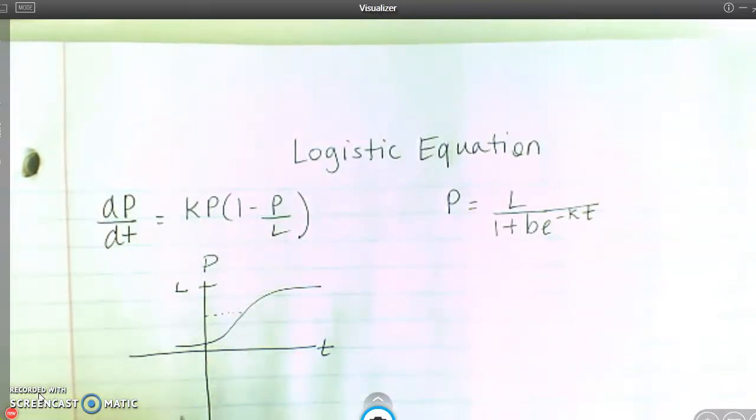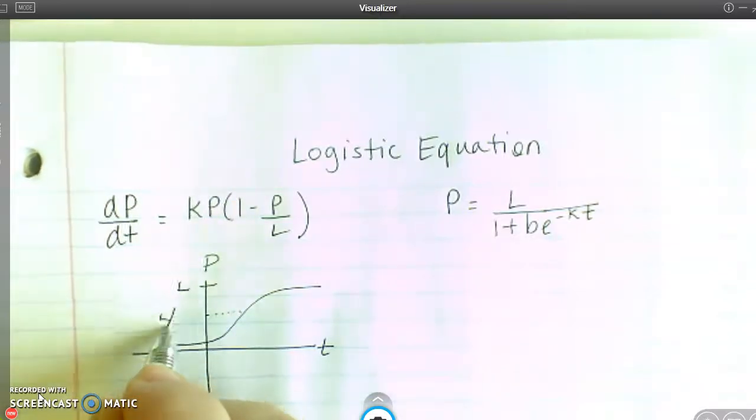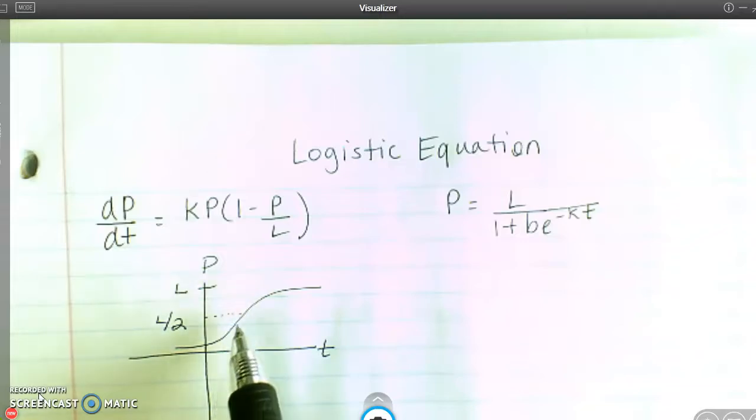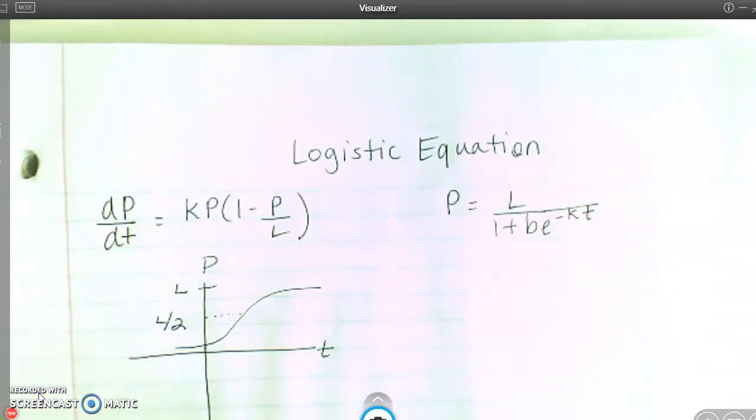Another important part is here in the middle, and this is at L over 2. L over 2 represents when the growth is a maximum, like it's going up the fastest right there in the middle. So if we're talking about a virus or bacteria or something like that, we're talking about the time that the thing increases fastest. And it increases fastest at the population of L over 2.